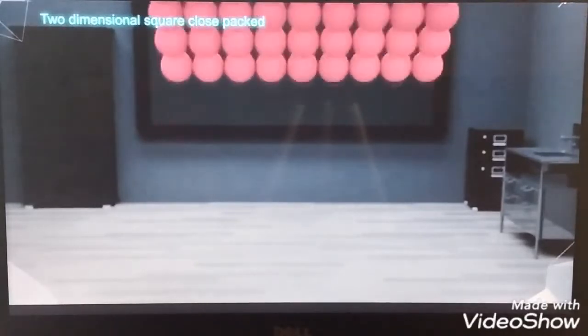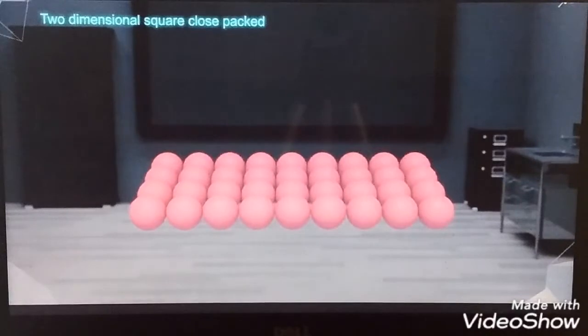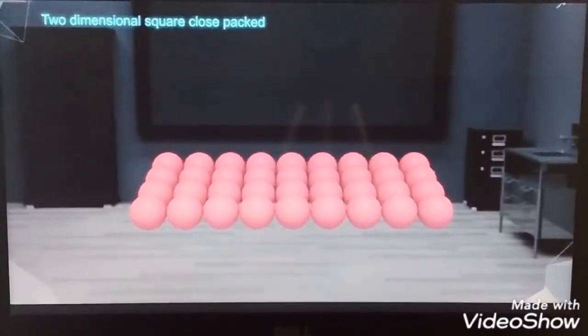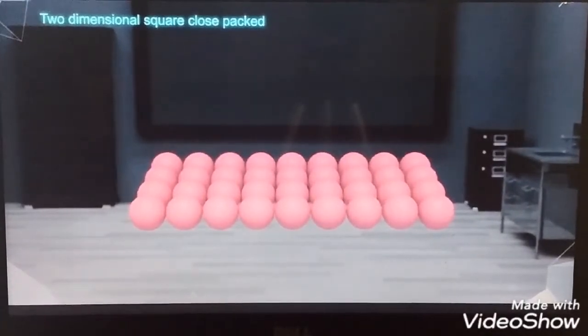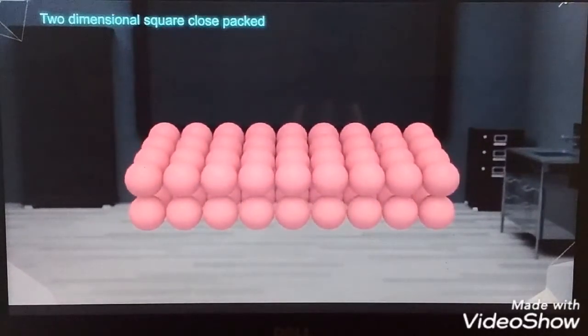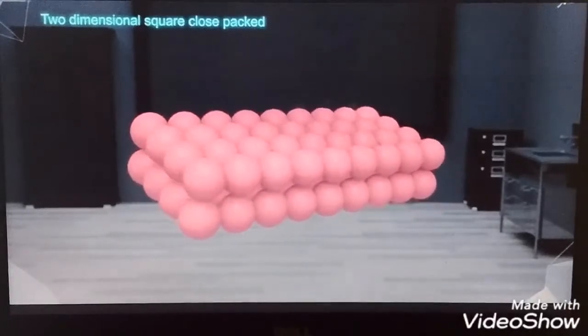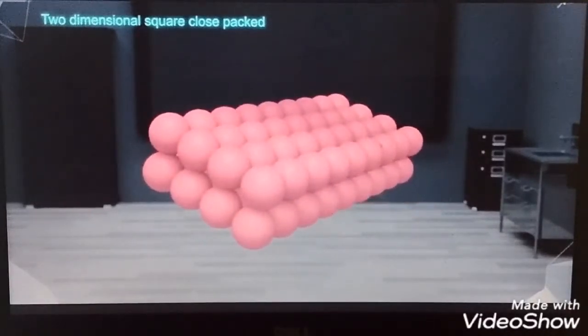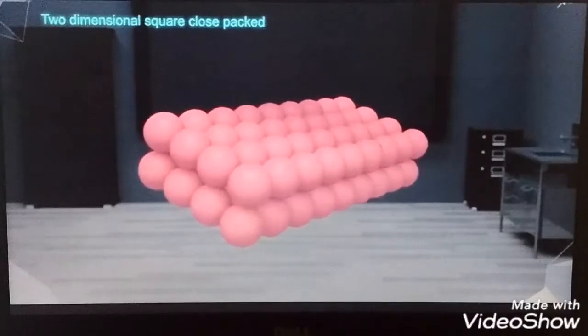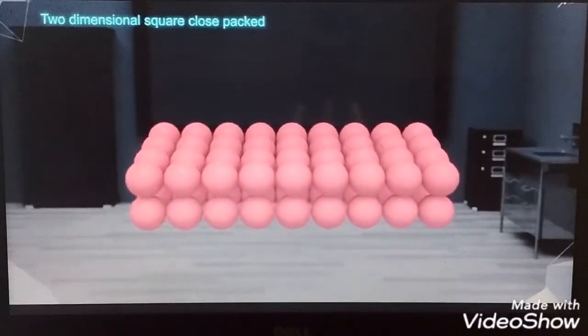3-dimensional close packing from a 2-dimensional square close packed layer. This type of packing is obtained by placing a 2-dimensional square close packed layer above the first one, such that the spheres of the second layer are exactly above the spheres of the first layer. In this arrangement, the spheres of both the layers are perfectly aligned horizontally and vertically.